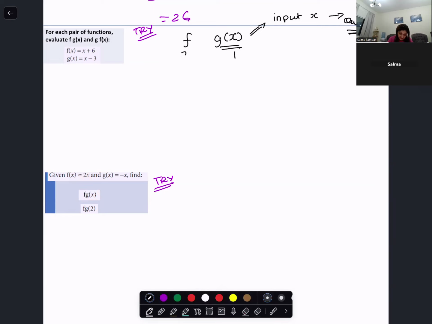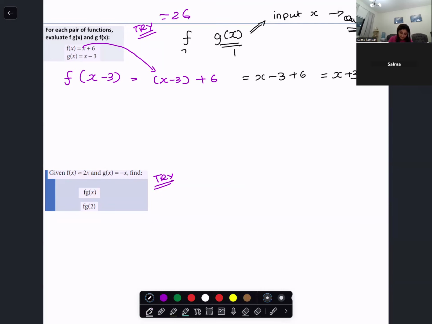Let's take f of g(x). Now instead of x, I am going to replace the value of g(x). The value of g(x) is x minus 3. Instead of x, I will replace the value of g(x), that would become x minus 3 and then plus 6. So this is going to become x minus 3 plus 6, which is x plus 3.